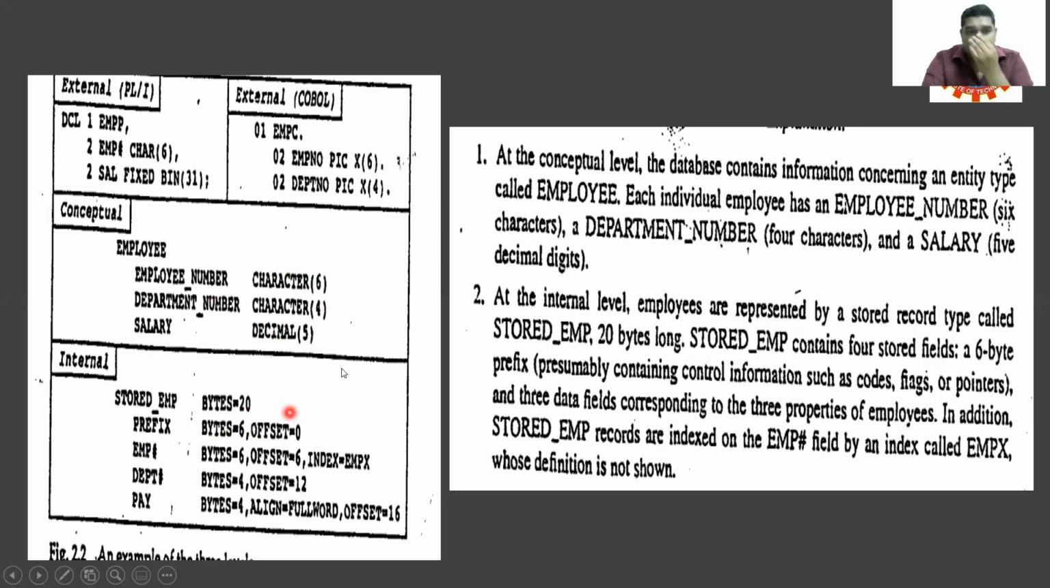I hope you understand. 6 bytes followed by 4 bytes followed by 4 bytes. If it is 5, this is 21. If it is 4, it is 20. Okay, clear. 6, 4, 4. So total 6, highest number 20. So 20, starting 6 bytes for offset values. It is nothing but storing codes, flags, and pointers, and the remaining 6 for employee.